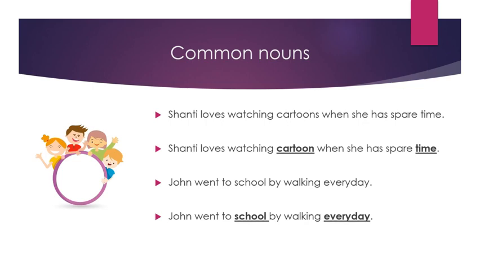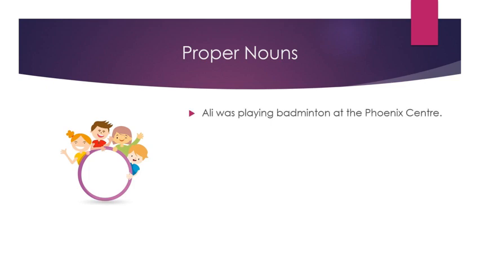All right, let's look at what are the proper nouns in a sentence. Let's look at more examples. Ali was playing badminton at the Phoenix Center. Now, what is a proper noun here? So always remember, a proper noun names a special person, place, or thing, and it always starts with a capital letter. So in this sentence, if you have guessed Ali and Phoenix Center to be the proper nouns, then you are correct. Ali is a proper noun because we know who it is, and we know where he was playing badminton. So it's very specific.